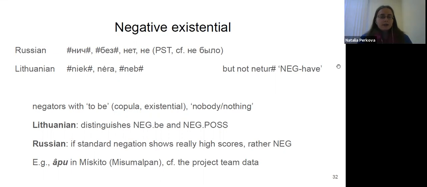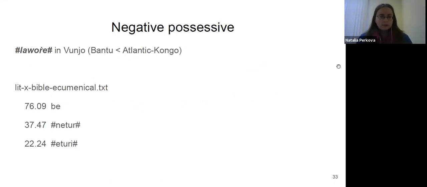So Lithuanian, for instance, more or less distinguishes negative copula and negative possessive verb. So this will be a different string candidate. Of course, this can also vary because of the translational variability, but still. For instance, in Miskito we had these things, so that we got only negative copula, negative verb to be, but not the negative have. So apparently this coincides with what the project team found out about this.